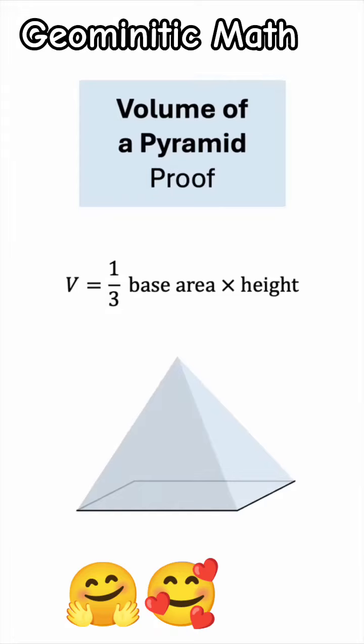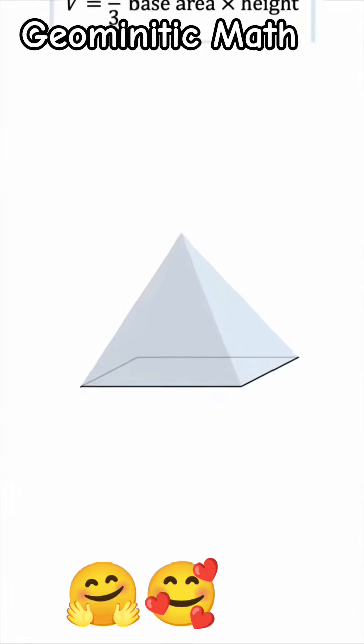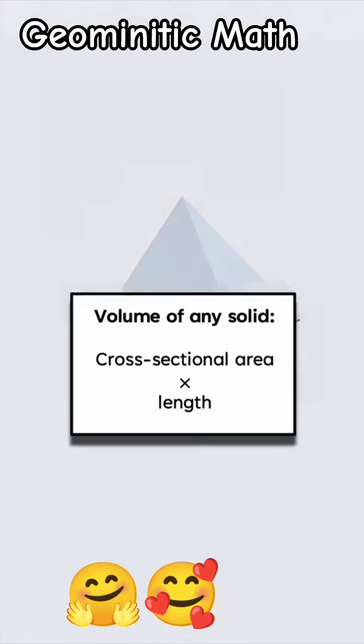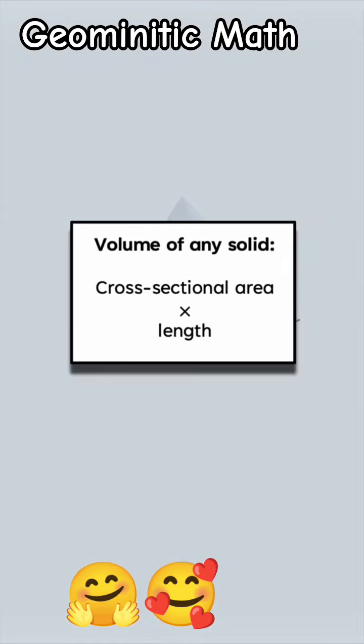Why is the volume of any pyramid 1/3 its base area times height? Let's prove this. In general, the volume of a solid is its cross-sectional area times length.